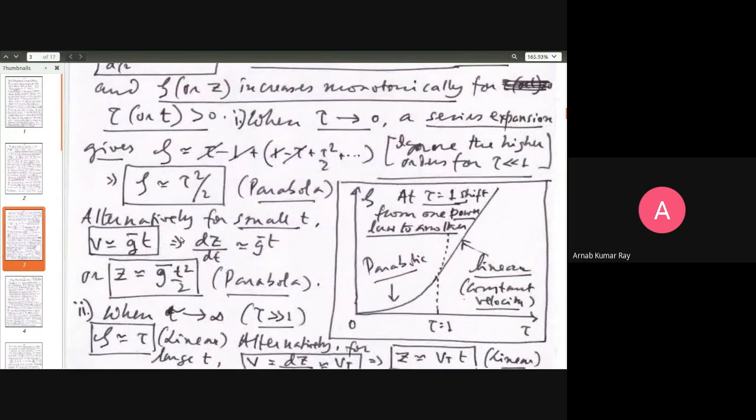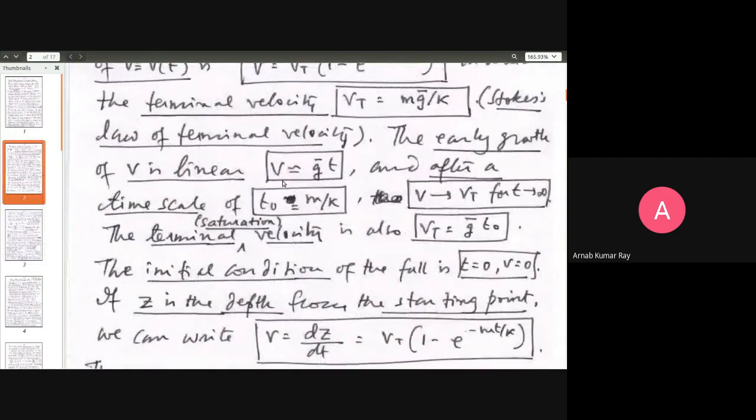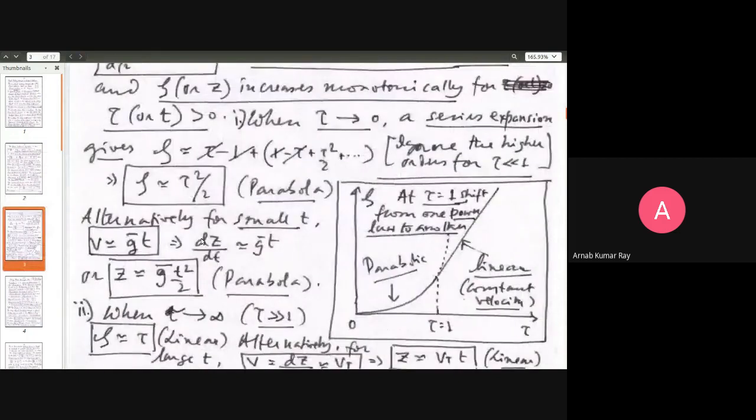Alternatively, you can also find this for small t, v is g bar into t. I just mentioned to you earlier, v is g bar into t. If that is so, you can find the same conclusion from here as well. dz dt is equal to g bar t, right? v is equal to dz dt. So if you integrate this, z is equal to g t squared by 2, which is the same thing as a parabola. Parabolic dependence of the depth with respect to time happens because in the early stages, velocity is a linear function.